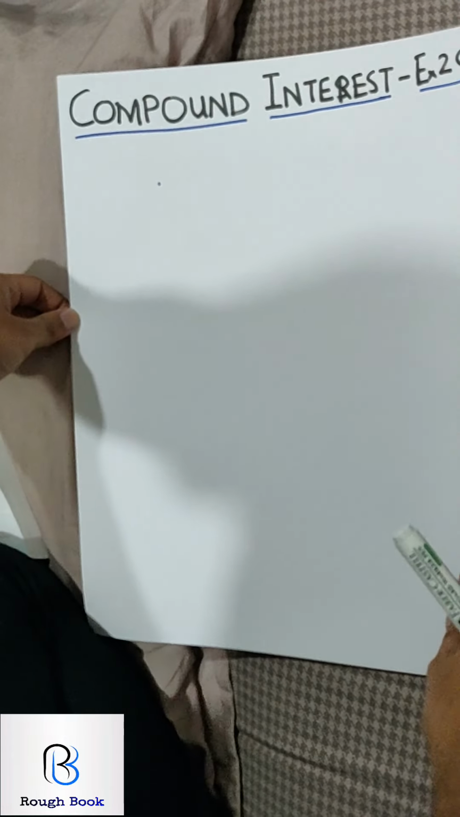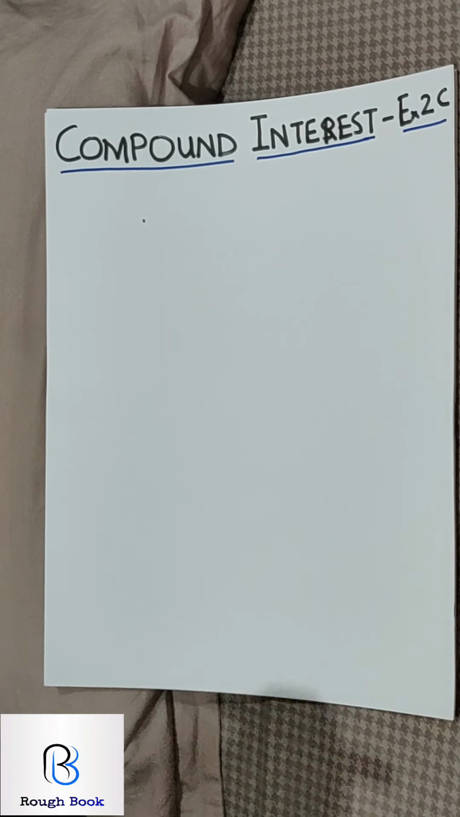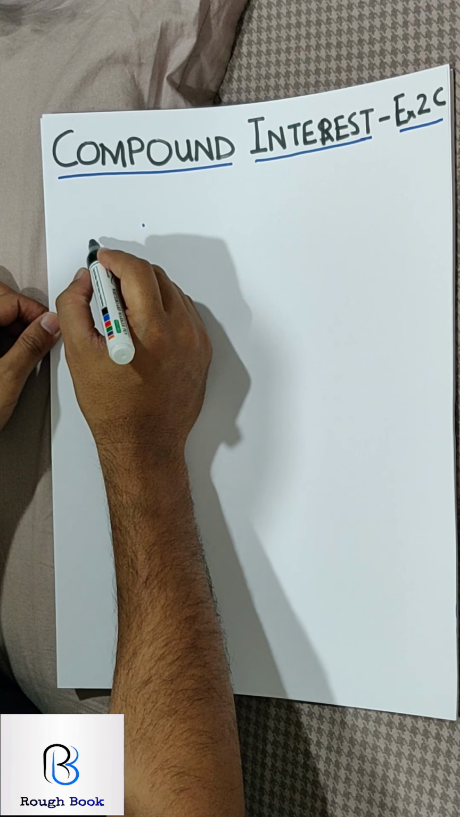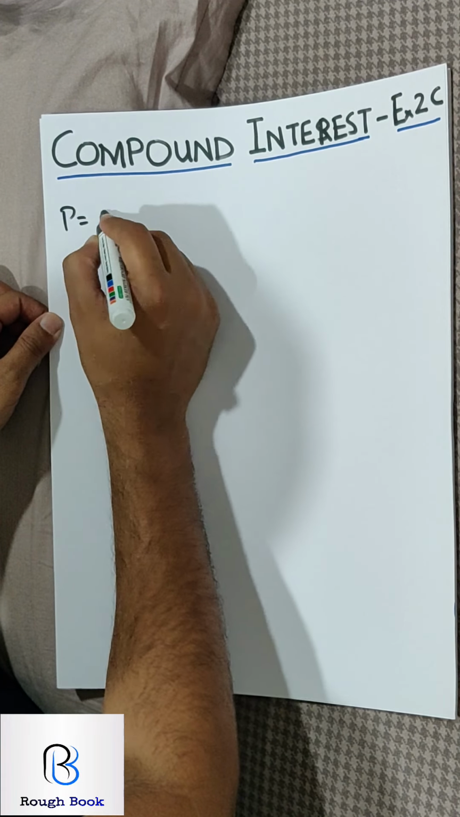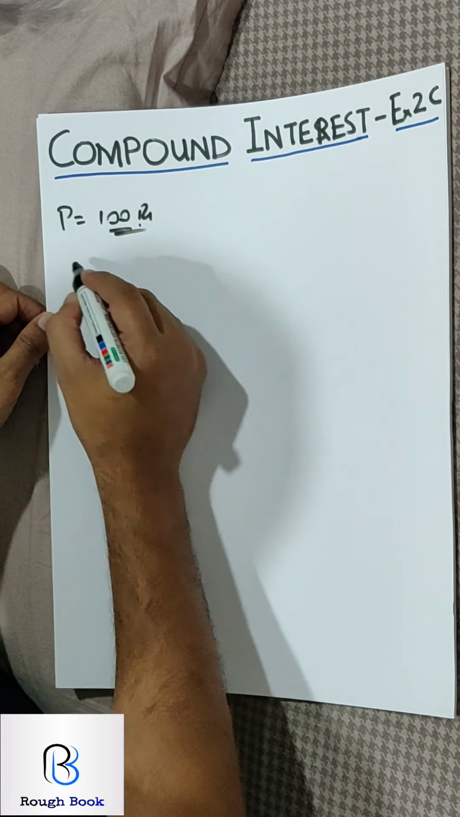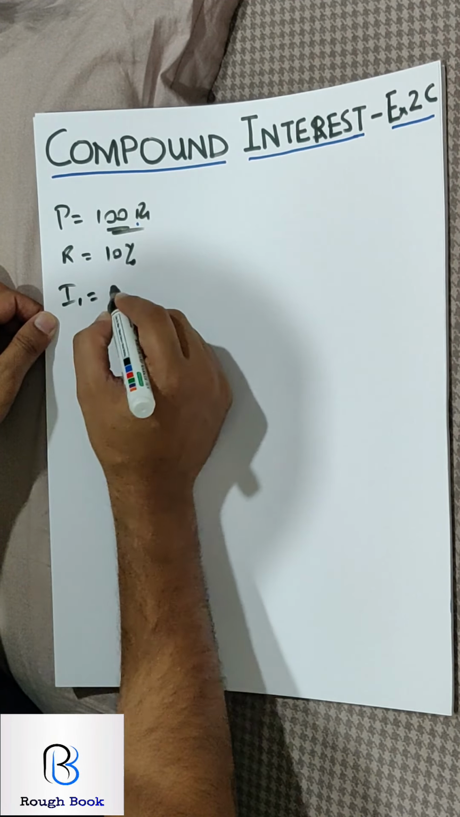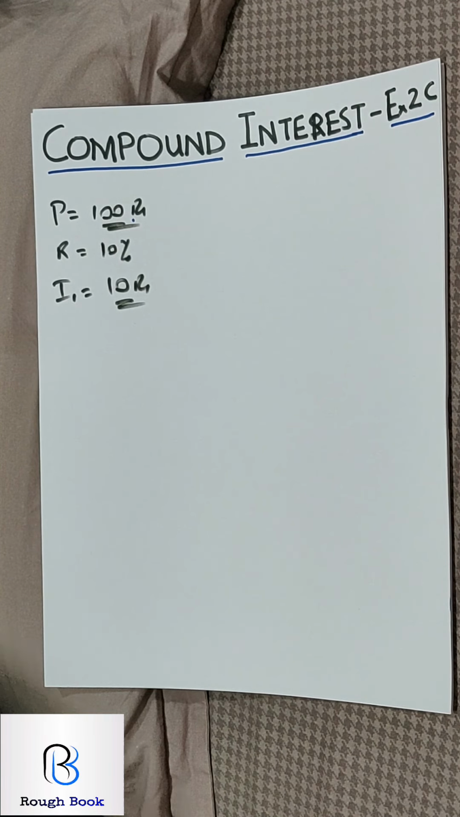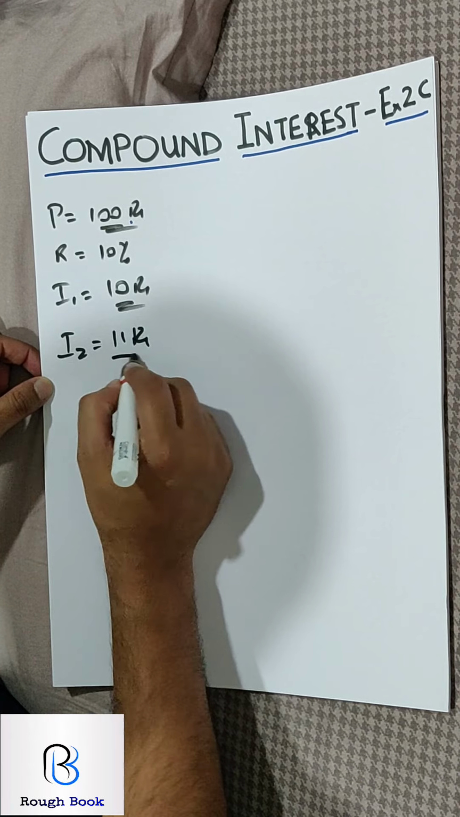With exercise 2C. So before we begin the exercise, a few instructions for all of us to follow. Here they will give you the interest for consecutive years. For example, if the principal is rupees 100, rate is 10%, then the interest for the first year will be 10 rupees if you calculate. Likewise, the interest for the second year will be 11 rupees.